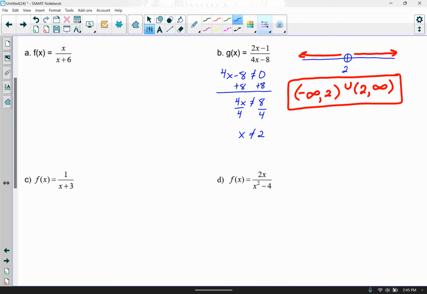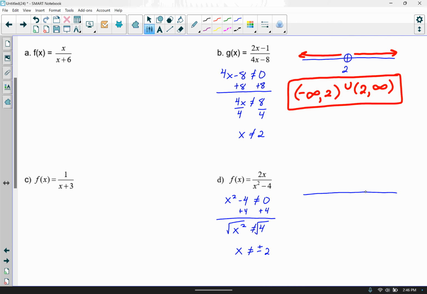Letter D. x squared minus 4, the denominator, cannot equal 0. Solve for x. I'm going to pull that 4 over. So I'm going to get letters on one side, numbers on the other. So x squared cannot equal positive 4. To get x all by itself, take the square root of both sides. x cannot equal, remember you take the square root, you get a plus and a minus. So x cannot equal positive 2 and it cannot equal negative 2.